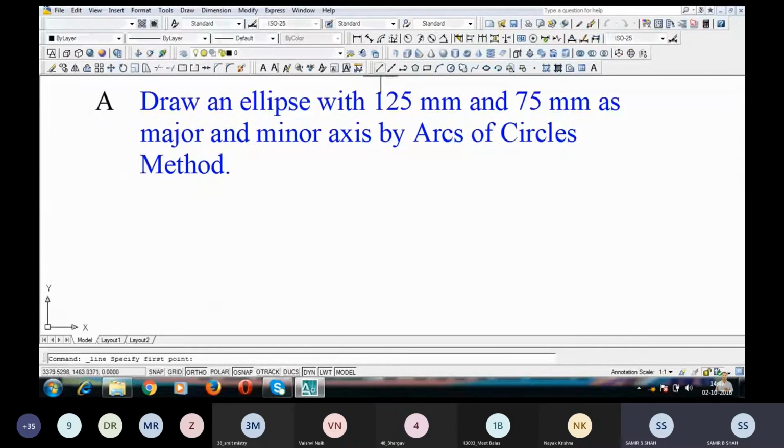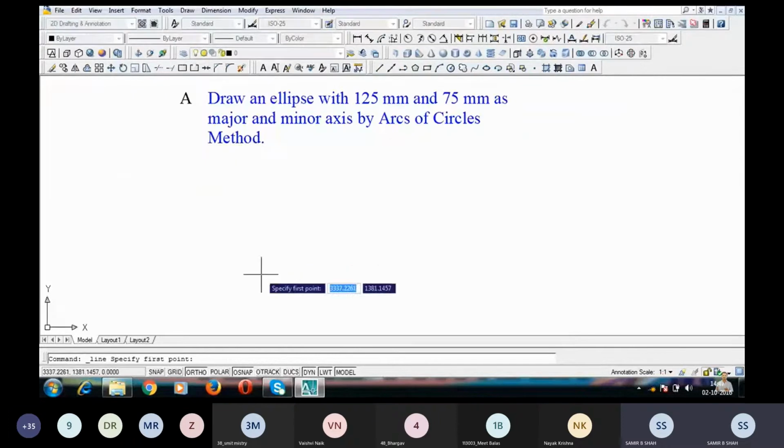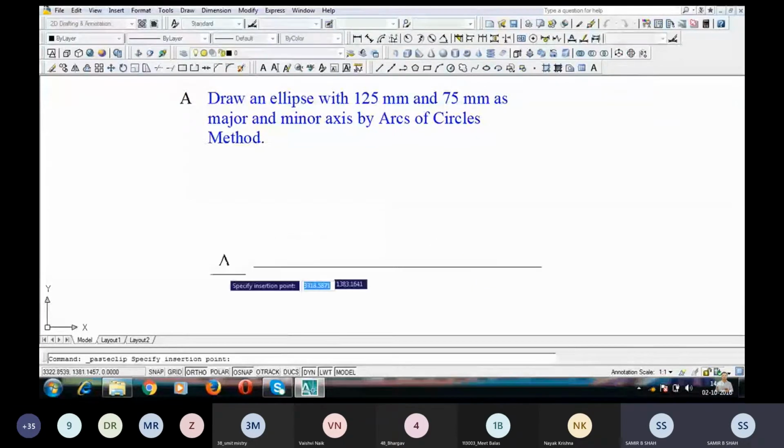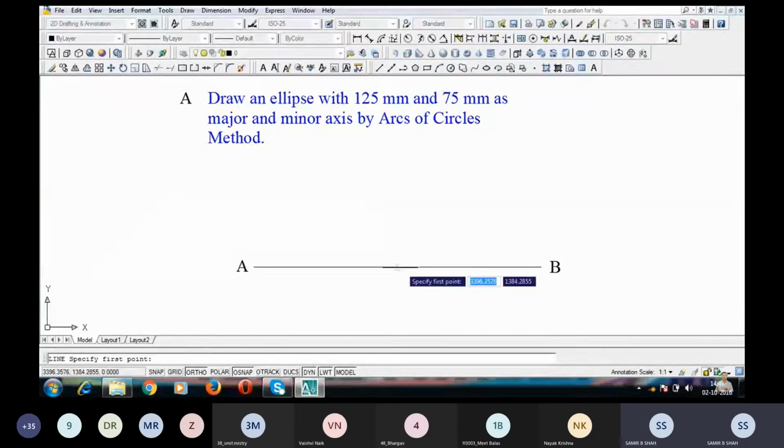All right, so initially we'll start off by drawing this horizontal line, which is known as the major axis. So this is the major axis. I'll write A and B at the two extreme points. This is A and this is B. All right, and then let us draw the minor axis.